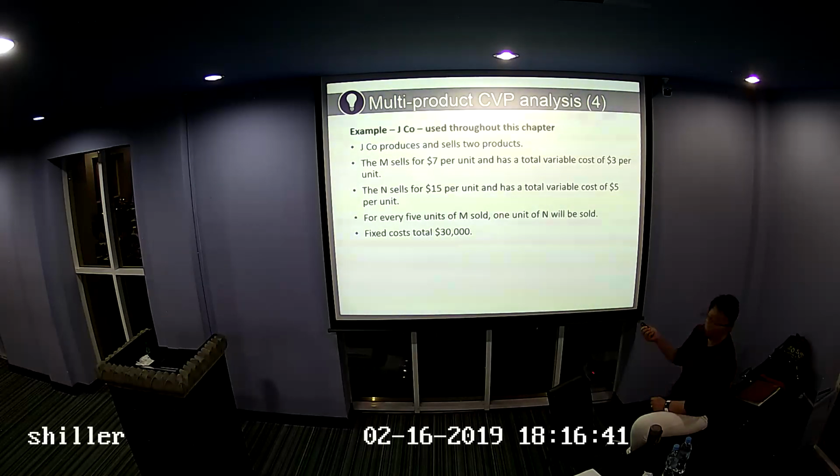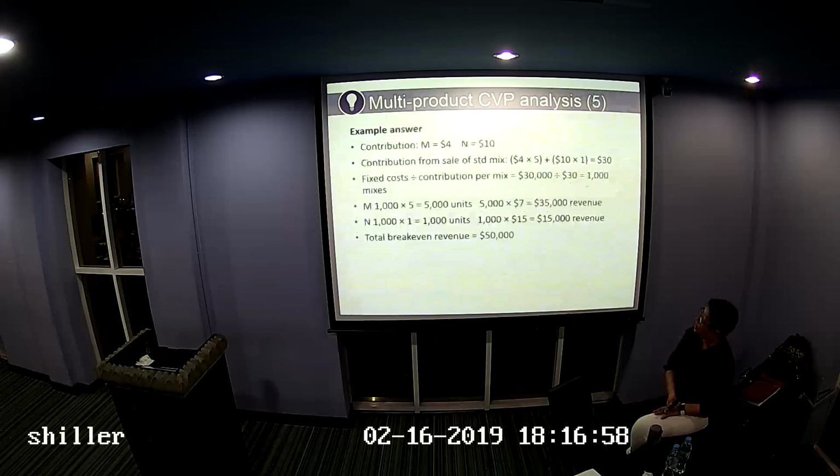5 is to 1. Do you see? 5 is to 1. Fixed cost? Do I need that information? Yes. Okay. What was the first step in that list? Calculate the what? Contribution. So easy, isn't it?